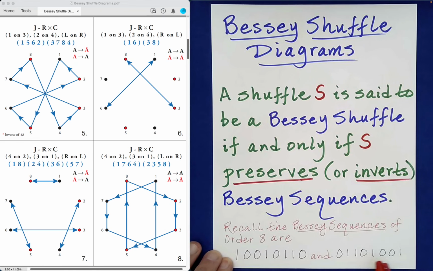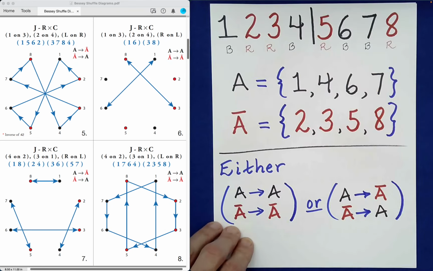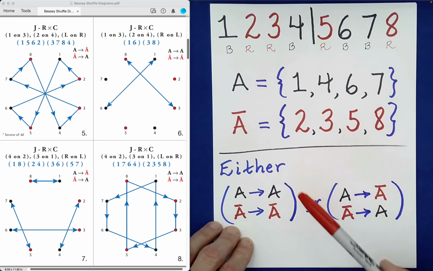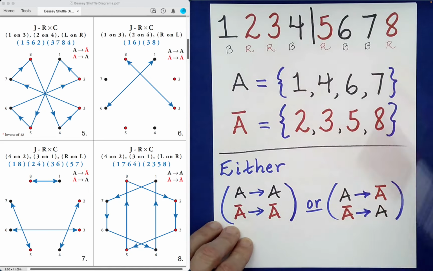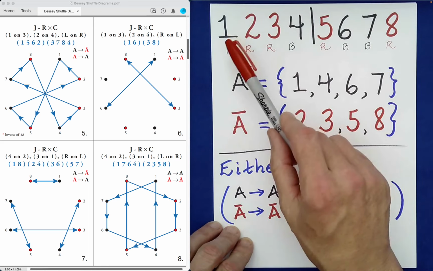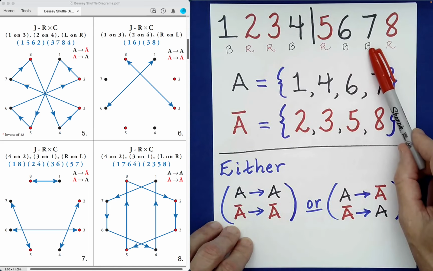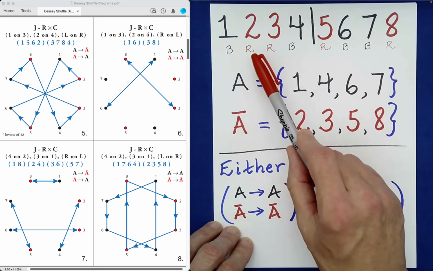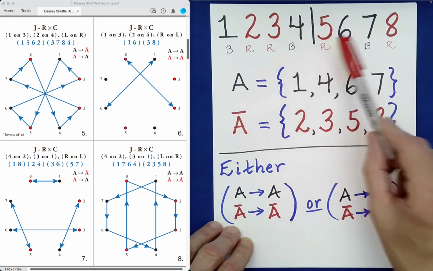or its inversion 0110, 1001. Also recall the color coding that we've used to identify important position values relative to Bessey sequences. The two sets of interest to us are positions 1, 4, 6, 7, and its complement, the set of position values 2, 3, 5, 8.